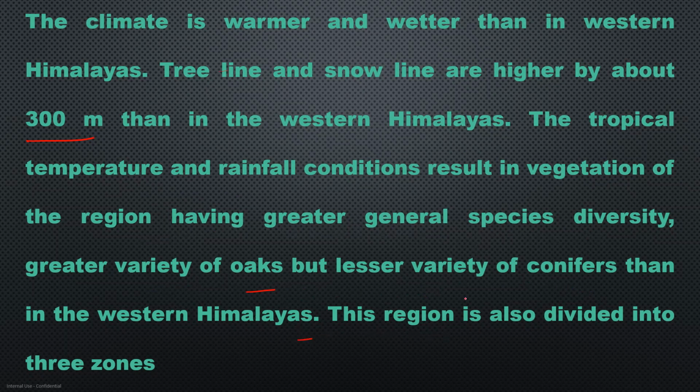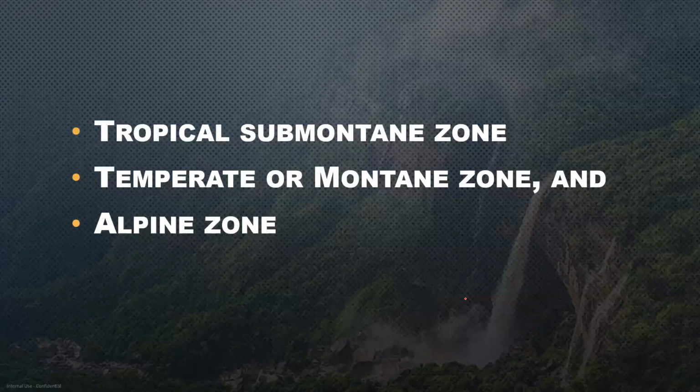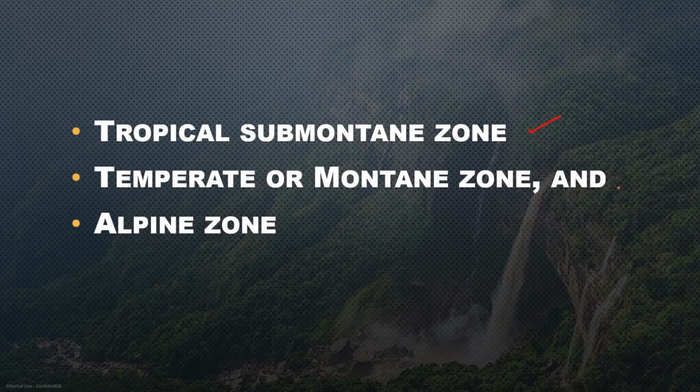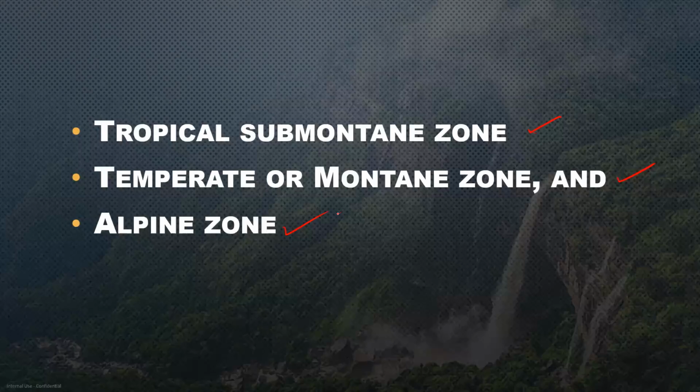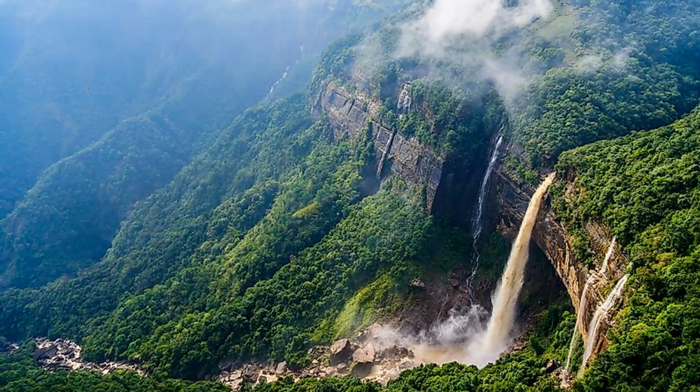This region is also divided into 3 zones. What are the 3 zones here? Tropical submontane, temperate or montane zone, and alpine zone. Isn't this really beautiful? Yes, it is. So now we'll talk about the plants of this region.